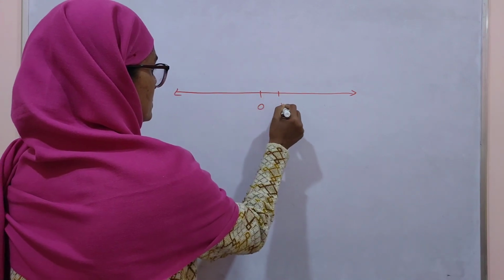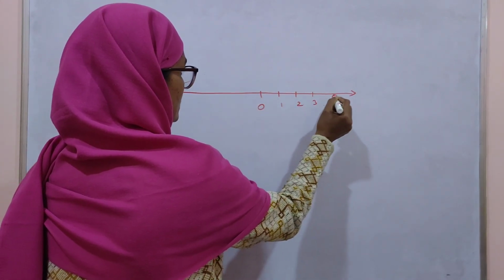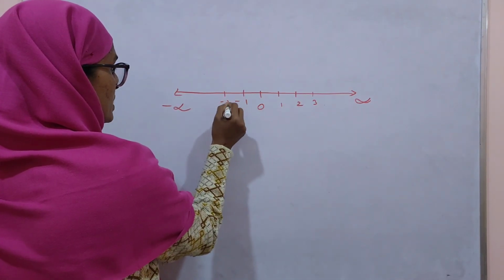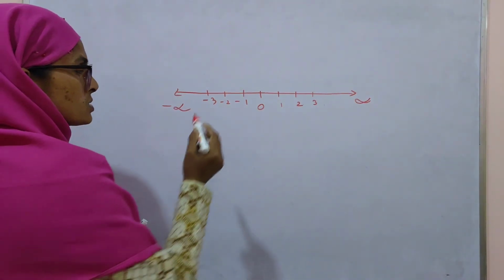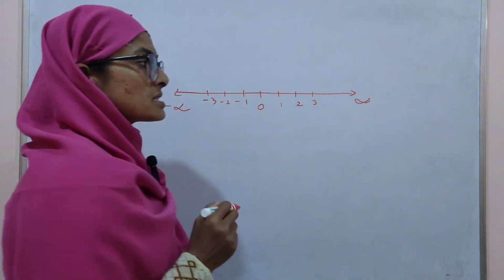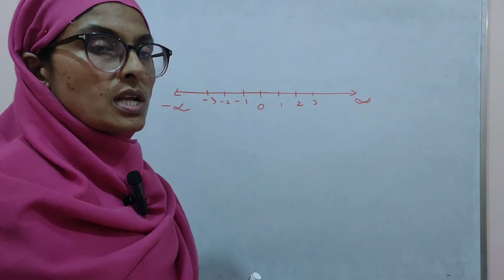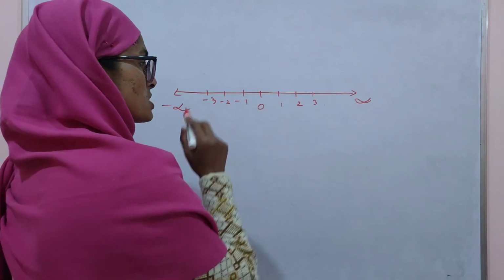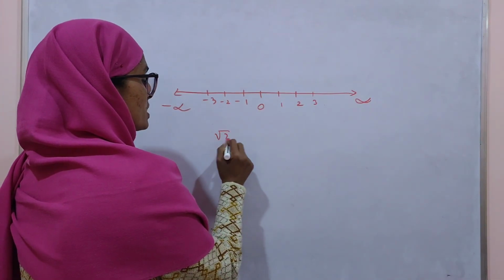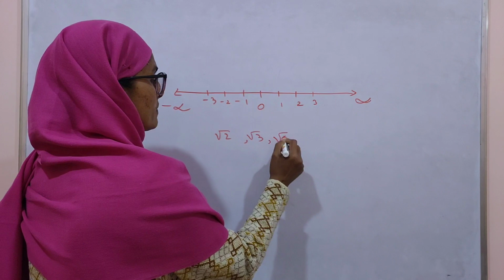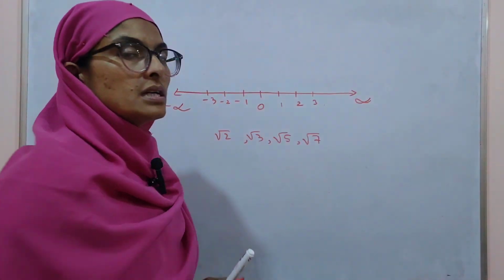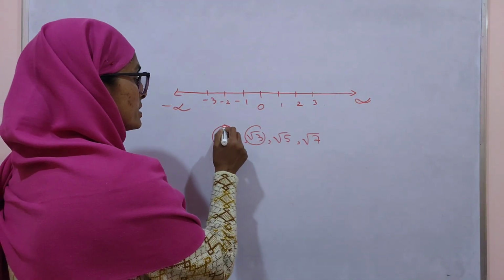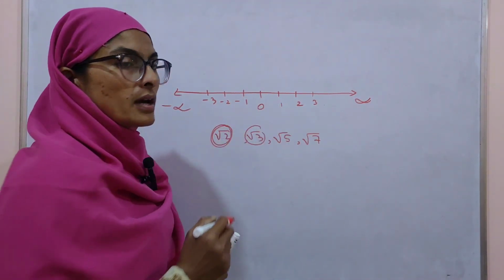This is the number line: 0, 1, 2, 3, up to infinity, and on this side minus infinity, minus 1, minus 2, minus 3. Between any two integers there are infinitely many rational numbers, and there are many irrational numbers also. For example, root 2, root 3, root 5, root 7 are irrational numbers. Today I will discuss how to represent irrational numbers on the number line.